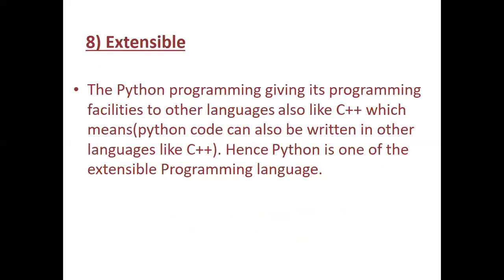Next is extensible. Extensible means Python programming gives its programming facilities to other languages also. Somebody was asking me yesterday. Like C++, which means Python code can also be written in the other languages like C++, Java, and all.